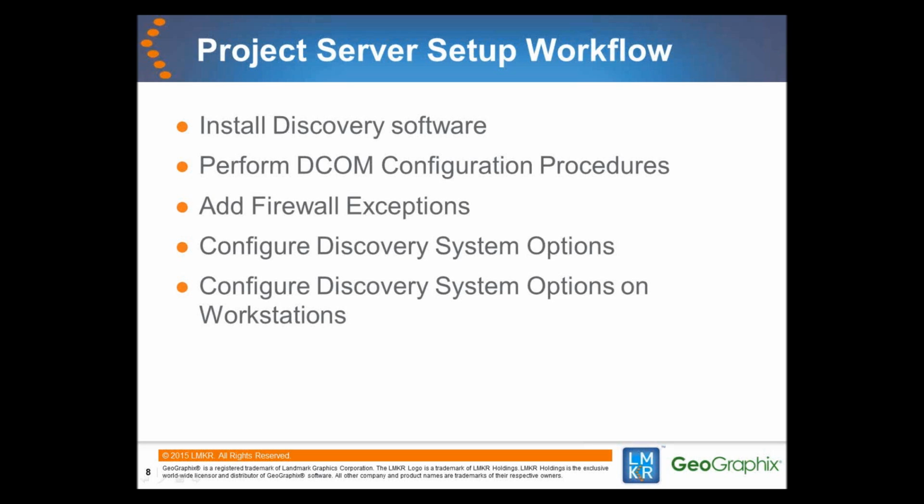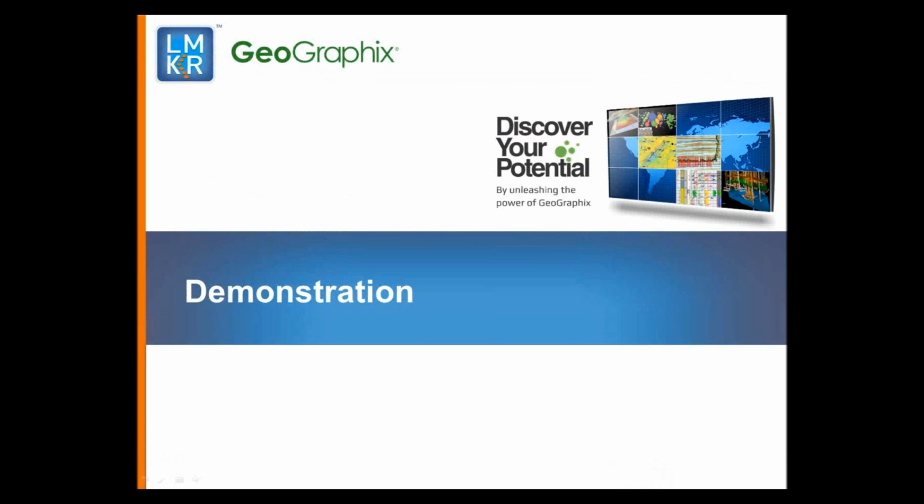And then when we're done all that, obviously you go over to the workstation side, and there's potentially some system options that need to change in the workstation. And then if you have any firewall software running on the workstations, you might need to add some exceptions there as well. So that's basically what we're going to go through today.